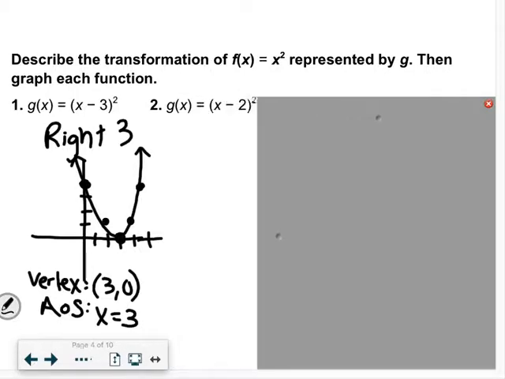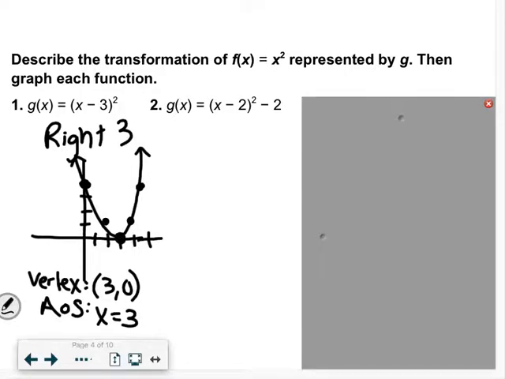All right, have your group try this one together. g of x equals quantity x minus 2 squared minus 2. So do the same things we did. State the transformations, graph it, describe vertex and axis of symmetry. I'll give you a minute or 2 to get that done.